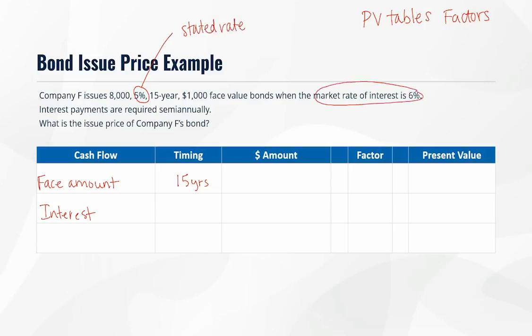What's the face value of our bond? They didn't tell us that, did they? They gave us that we're issuing 8,000 $1,000 face value bonds. So when I say what's the face amount or the face, it is the $1,000 times 8,000 bonds. The face amount is $8 million.